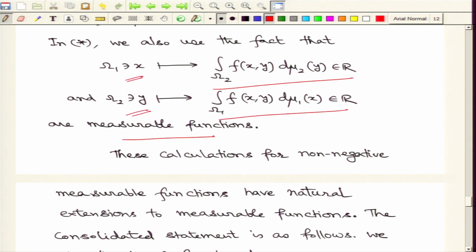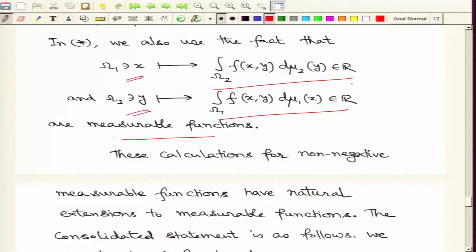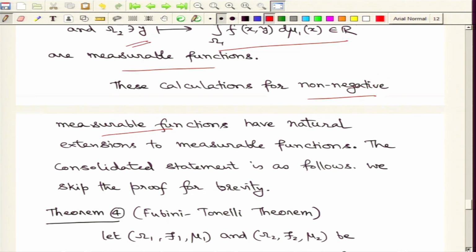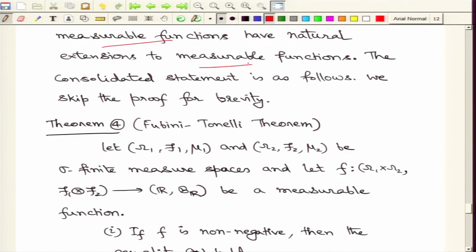These are essentially extensions of the ideas that the measures of sections actually give you certain measurable functions. This we have already seen. This is the generalized version of the results. Now, these calculations for non-negative measurable functions we will be extending using standard measure theoretic techniques, and these natural extensions can be done for measurable functions, but as you can understand, with certain appropriate integrability conditions.